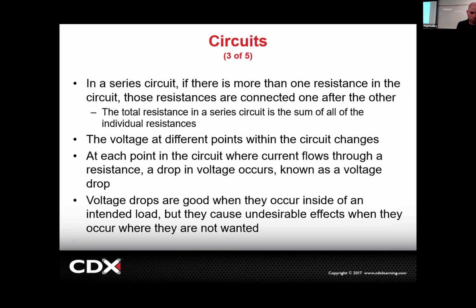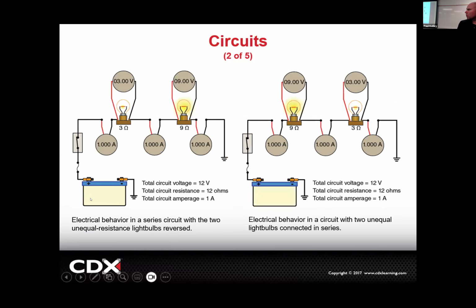Cool. So this is the words of what we just saw. In a series circuit, there's more than one resistance. Those resistances are connected one after the other. They're in a series, right? The electrons have to go through both, so one affects the other. And the total resistance in the circuit is the sum of all the individual resistances. What's that mean? What's the total resistance in this circuit? Do you see that right here? 12 ohms. How did we come up with 12? It's the sum of all of them, right? 3 plus 9. You got to add up all the resistances, and that'll give you the total.